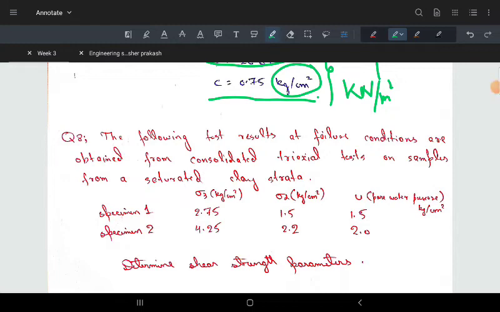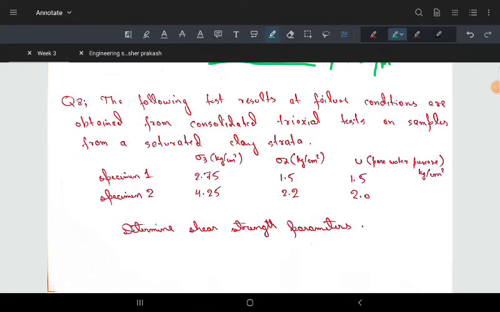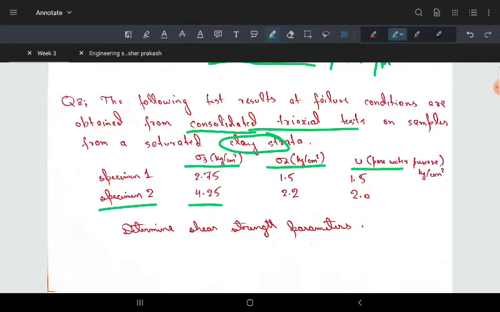The last question is a little bit lengthy. Let me read the question first. The following test results at failure conditions are obtained from consolidated triaxial tests on samples from a saturated clay strata. Specimen 1: confining stress is 2.75, deviator stress is 1.5, pore water pressure is 1.5. Specimen 2: sigma 3 is 4.25, sigma d is 2.2, pore water pressure is 2. We have to find the shear strength parameters, that is C and phi.